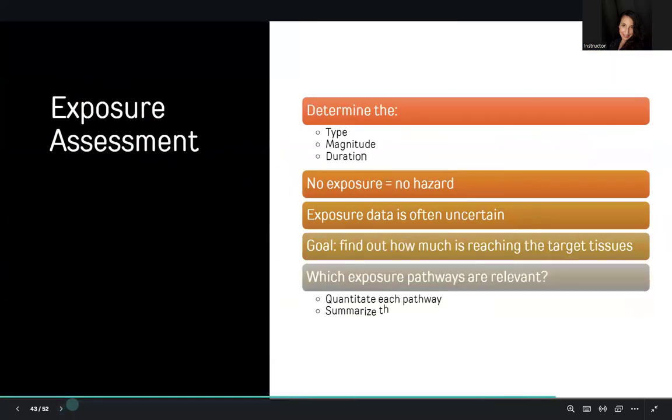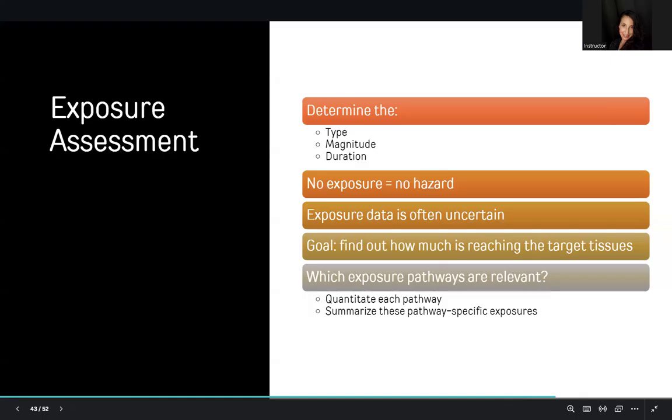Exposure assessment. The primary objectives of exposure assessment are to determine the source, type, magnitude, and duration of contact with the agent of interest. Obviously a key element of the risk assessment process, hazard does not occur in the absence of exposure. However, exposure data are frequently identified as the key area of uncertainty in overall risk determination. The primary goal of using exposure information in quantitative risk assessment is not only to determine the type and amount of total exposure, but also to find out specifically how much may be reaching target tissues.